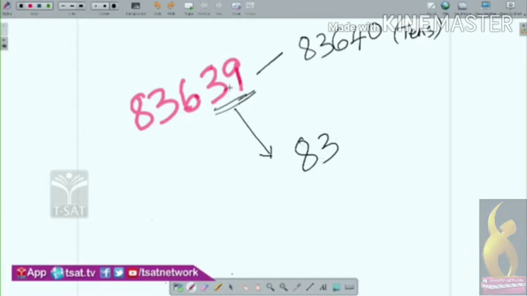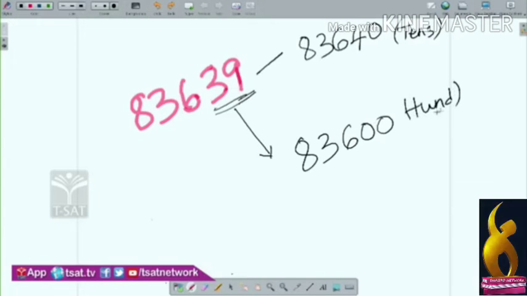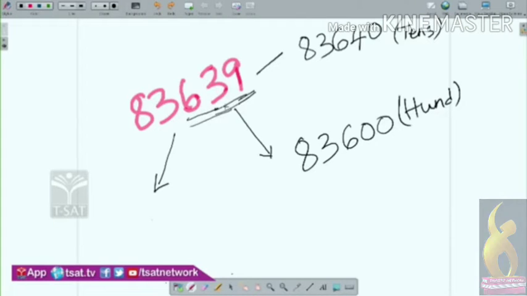This is nearest 0, that means it will become 0, that means 83,600. This is nearest hundreds, right. Now, let us round off this number to its nearest 1000. Again, to round it off to its nearest 1000, you have to consider these 3 digits, that is 639.